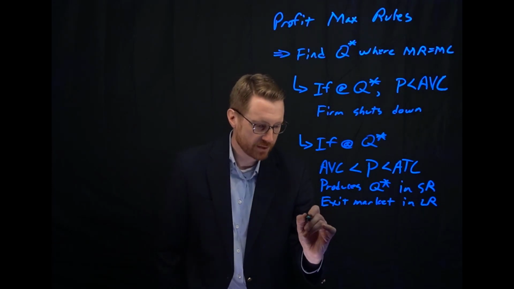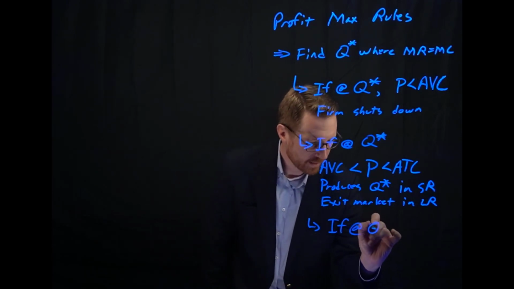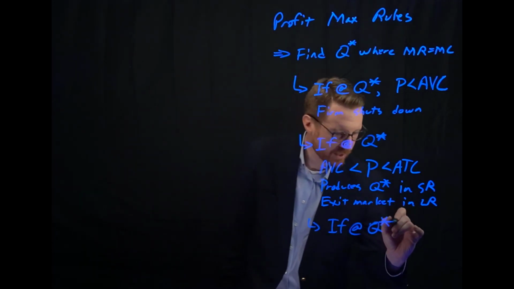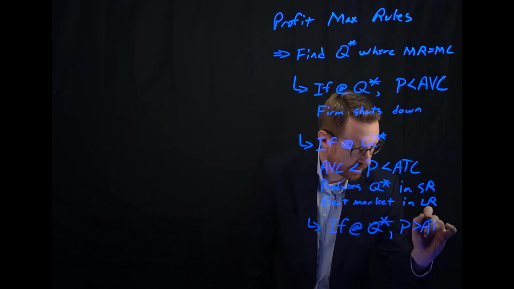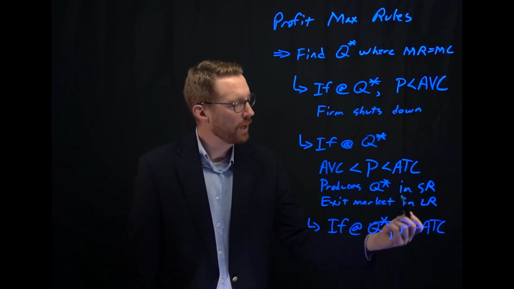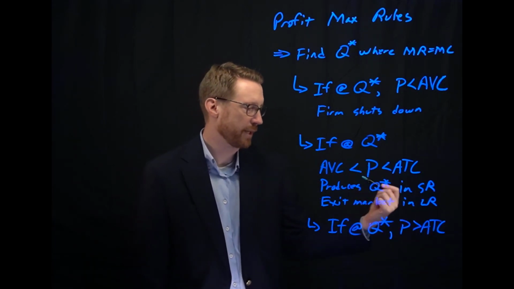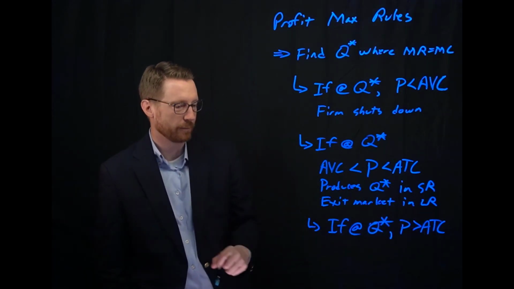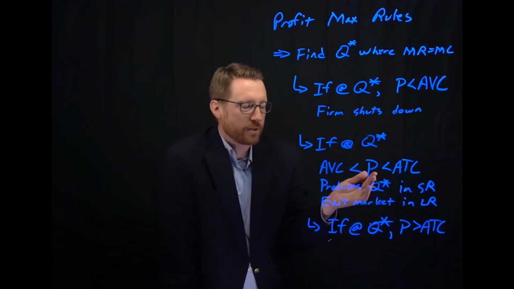And then finally, what's the third case? The third case is if at Q star, now you've got a situation, this is the best case, where price is greater than average total cost. So this means they're selling the units for more than it costs them to produce them, including their fixed costs, including labor, including supplies. This is a situation where the firm is truly profitable. So if at Q star the price is greater than their average total cost, what does that mean?